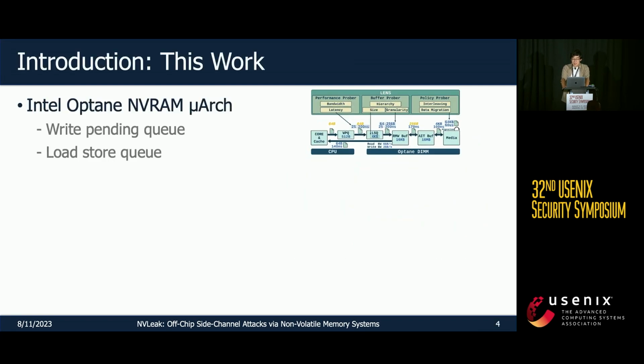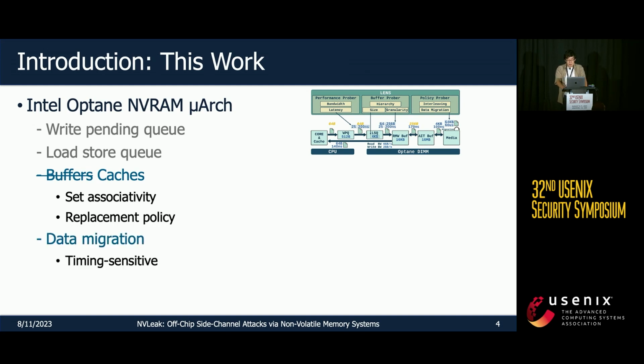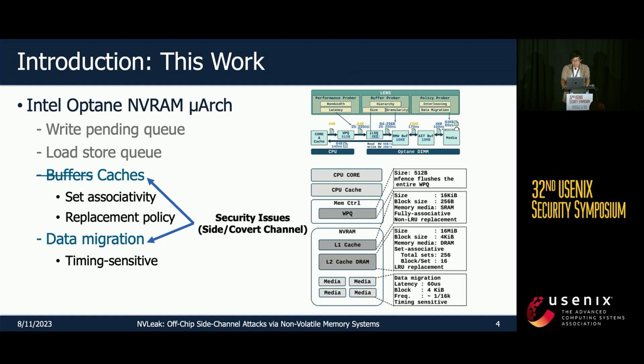But we still have several questions not answered by our prior work. For example, are these buffers just naive buffers, or are they caches? And if they are caches, what's the set associativity and replacement policy? And regarding the data migration, we want to know if it is timing sensitive. All these questions are critical to non-volatile memory security, and if we can find the answers, we can develop architecture-level side and covert channel attacks, and then we can investigate how to design future non-volatile memory that makes it safer. As an overview, in this project, we reverse engineered more architecture-level designs of the non-volatile memory and found some designs enabling architecture-level attacks. We then demonstrated corresponding attacks and mitigations.